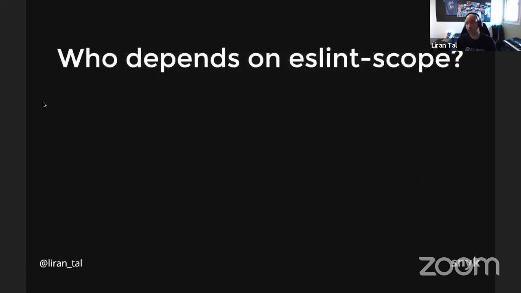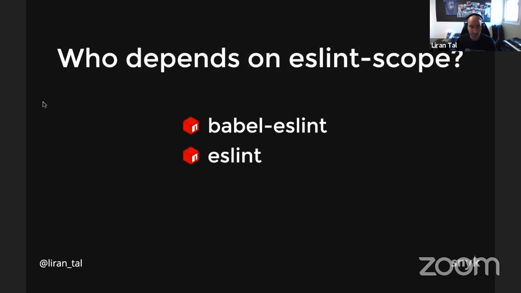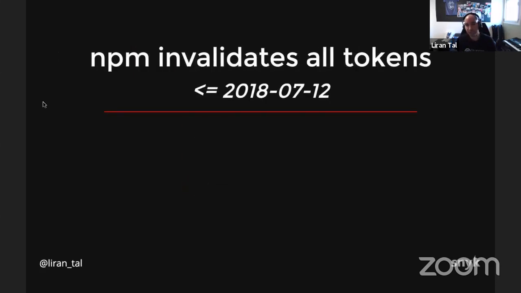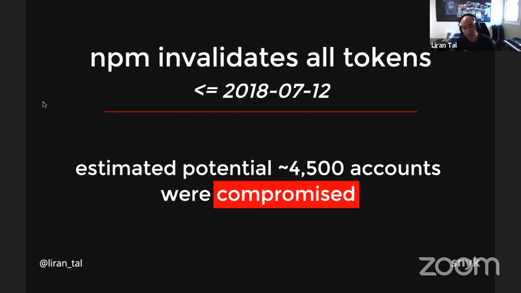Who depends on the ESLint scope? If you're not aware of this project, things like Babel and Webpack all depend on it in one way or another, at least at that point in time. Now, it wasn't severe in terms of the number of downloads, there weren't millions as far as we know, but it was severe enough for the NPM team to invalidate all those tokens that they issue through NPM-RC and stuff like that. They invalidated all of them after this was discovered, and from their estimation in the blog announcement, about 4.5K accounts were compromised through this.